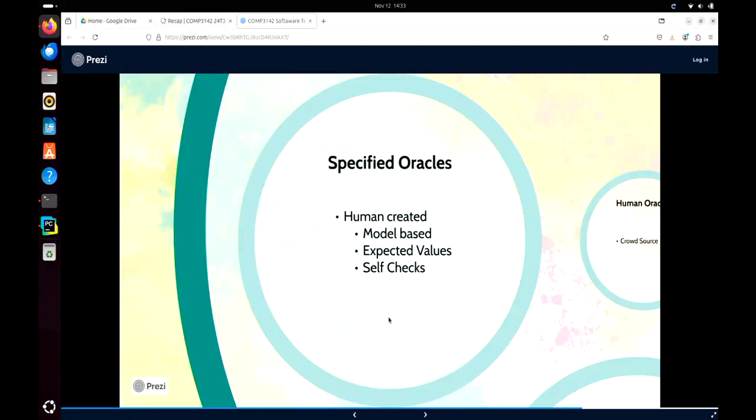And for test oracles, first we learned specified oracles, which are normally human created from the requirements. And we can specify oracles according to some system models. For example, for some finite state machines, there could be an error state. And if the program goes into the error state, it means that there's something wrong.